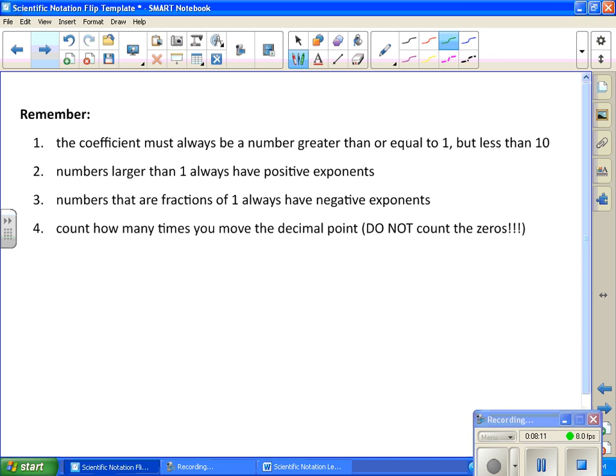There are just a few things to remember. First of all, the coefficient must always be a number greater than or equal to 1, but less than 10. Secondly, numbers larger than 1 always have positive exponents. Numbers that are fractions of 1 always have negative exponents. And then lastly, be sure you count how many times you move the decimal point. Do not count the zeros.